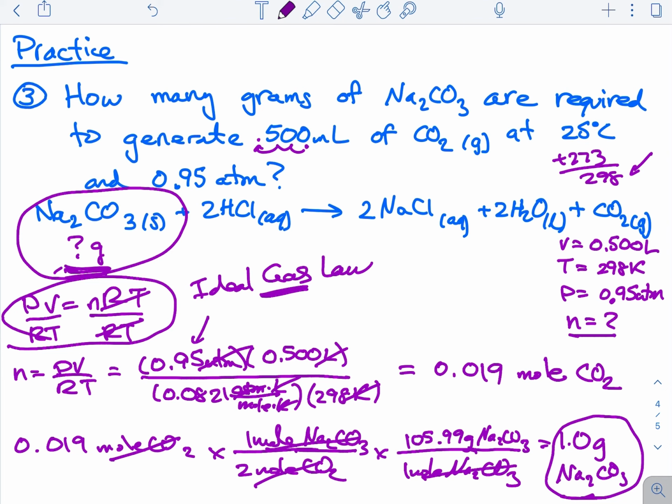All right. So again, this was a little different than that previous one, right? Because we had to figure out, oh, I don't know N, but I can solve for it. And that will give me the number of moles of the gas. And then I just have to do some stoichiometry to get from moles of the gas over to grams of the sodium carbonate.